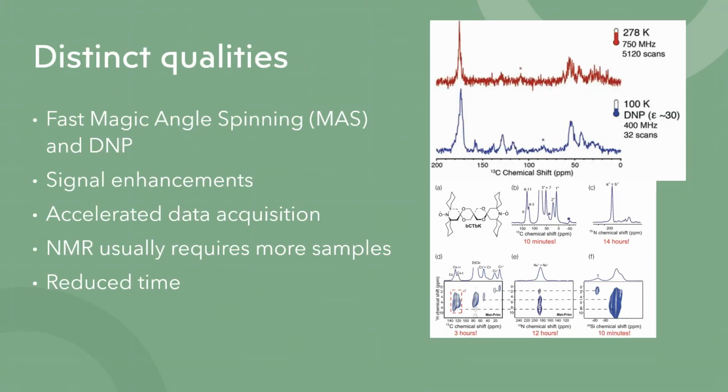Now, the distinct qualities of a DNP NMR, we see the fast magic angle spinning and the DNP. Magic angle spinning is a technique used in solid state NMR that removes or reduces the influence of varying magnitudes of anisotropic interactions, which therefore increases the spectral resolution. Fast magic angle spinning also enables superior decoupling of dipolar interactions, which provides favorable relaxation properties and even allows for proton detection.